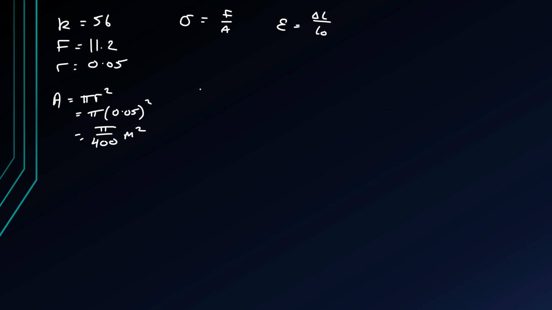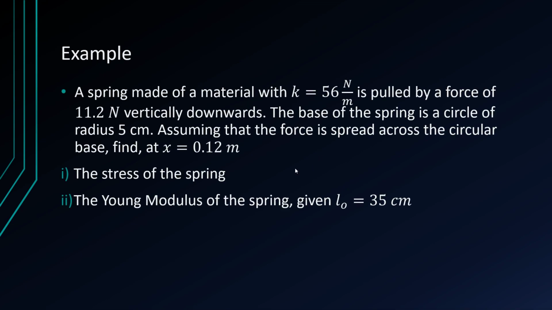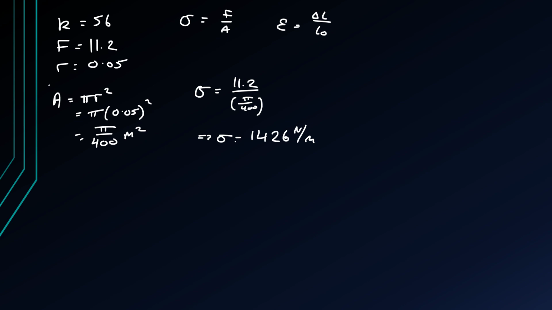Now we can find sigma. So sigma is 11.2 divided by this pi over 400, which gives us 1,426 newtons per meter. So we're done for the stress, so that is the stress. So that is part 1 done.